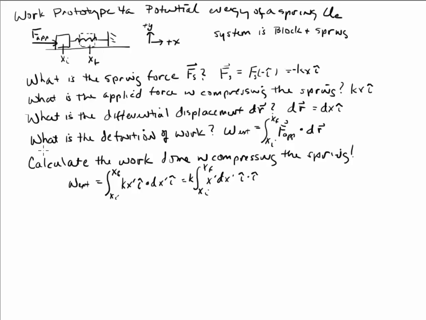In this case, we cannot pull the applied force from outside the integral since it is a function of x. And so we have to write it as a function of x. So it's going to be the integral from xi to xf of kx i hat, dotted into dx i hat. We can pull the k out because k is the spring constant, and integrate x prime dx, i hat dotted with i hat.